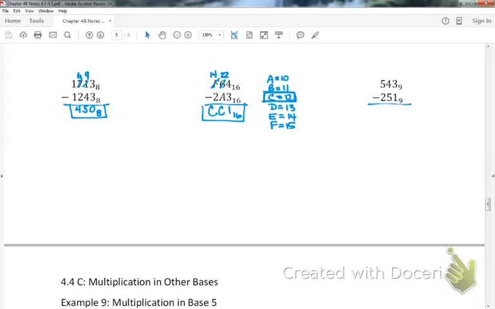Okay, last example for subtraction. Again, now we're working in base 9, so keep track of what it is that we're borrowing if we have to borrow. So 3 minus 1 gives me 2. I can't subtract 4 from 5, so I'm going to have to borrow. The 5 becomes a 4. The 4 becomes 13. 13 minus 5 gives me 8, and 4 minus 2 gives me 2. All of that in base 9.